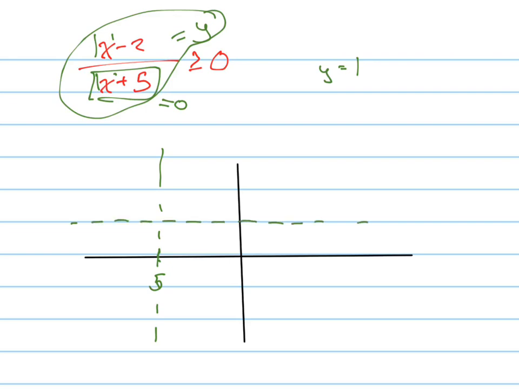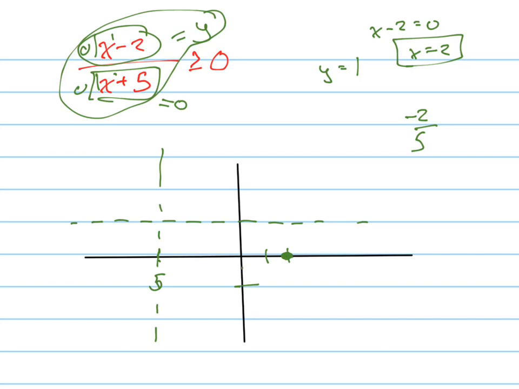Then I find my zeros by setting the numerator equal to 0. So x minus 2 equals 0 means x equals 2. That's one of my zeros. And my y-intercept I can find by plugging in 0 for x, and now we get negative 2/5, which makes sense. It's going to go through negative 2/5 right there. So my graph is going to do this.